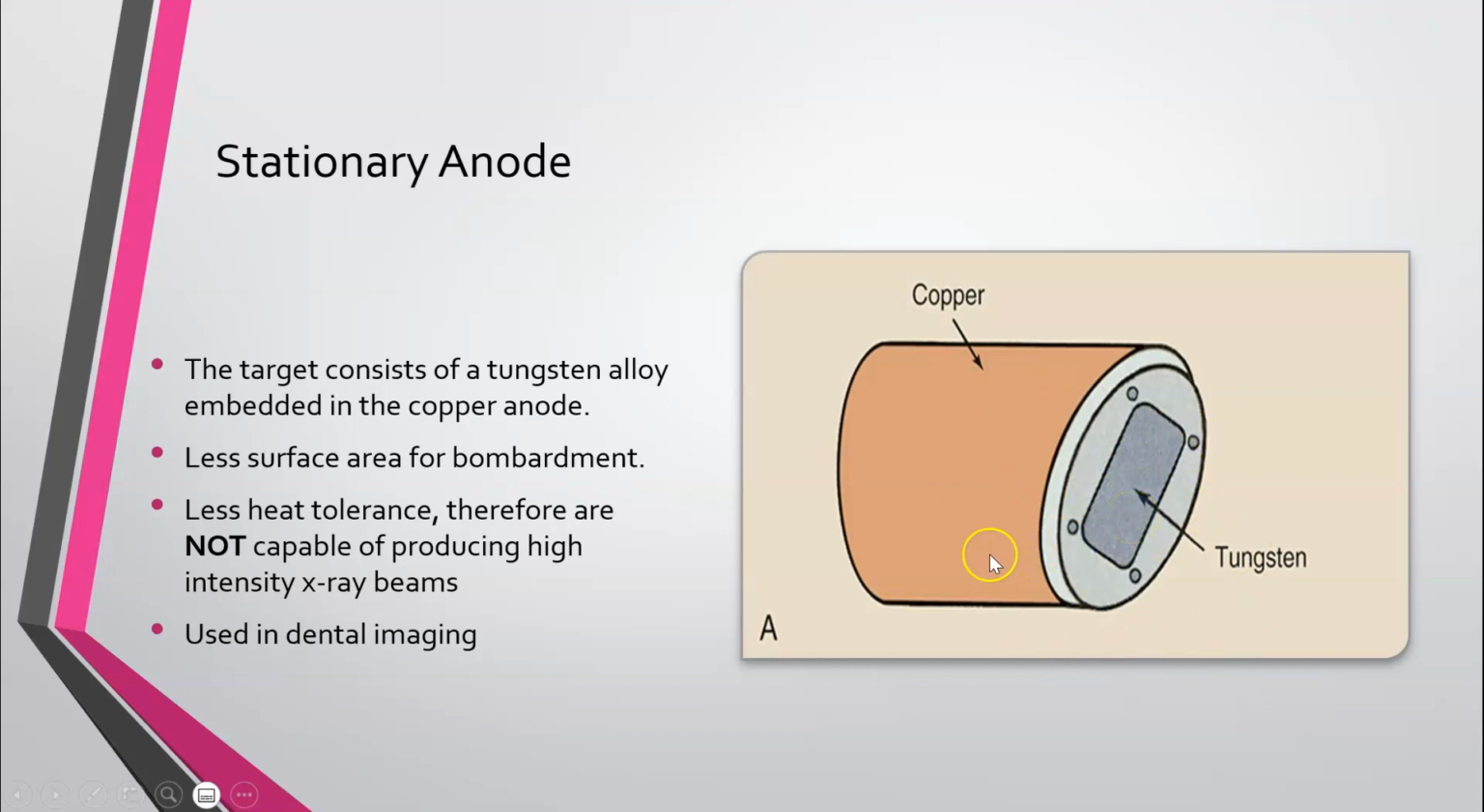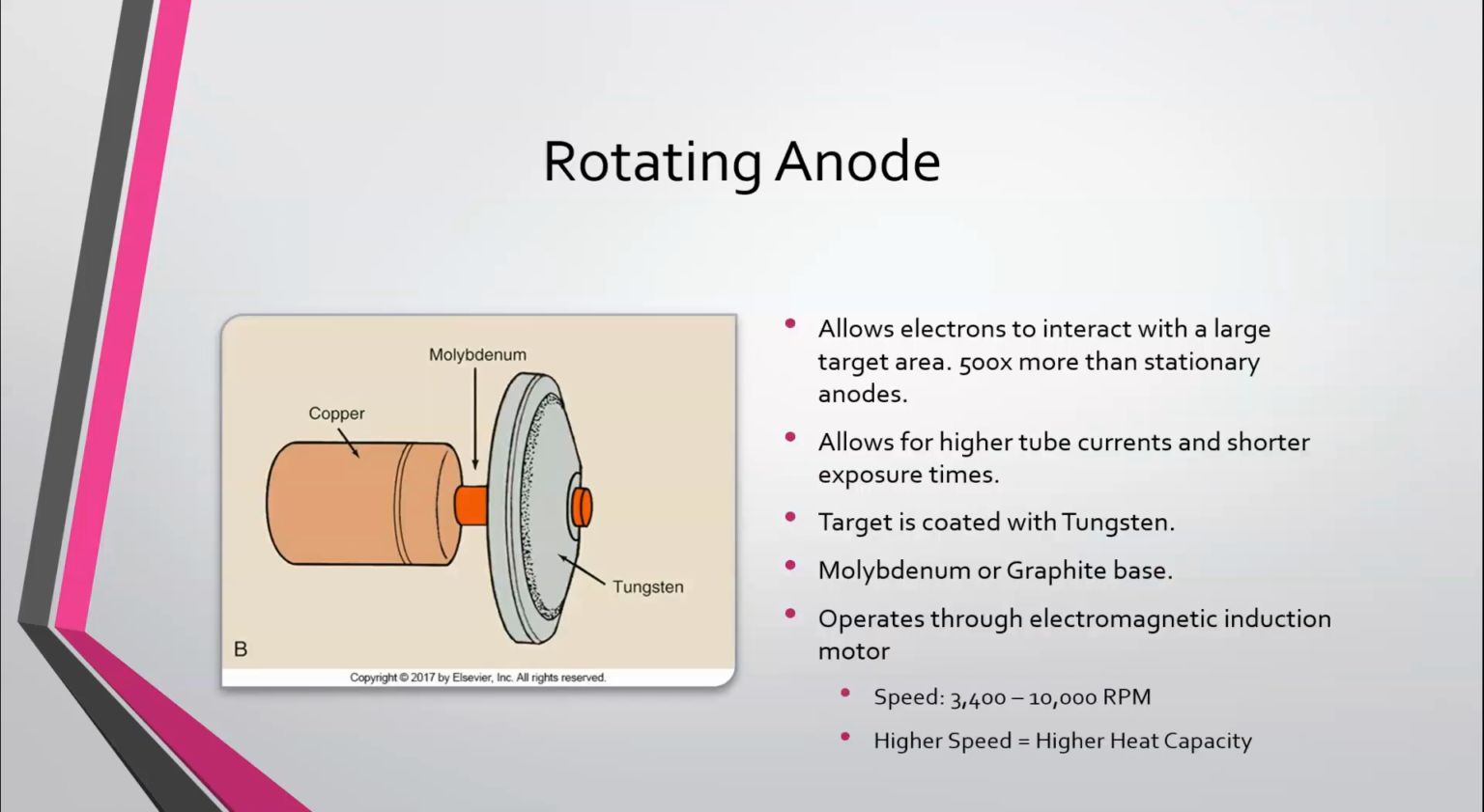It's at an angle, and the tungsten is embedded in the copper, so there's less surface area for the electrons to hit as the target. It's less heat tolerant, therefore not capable of doing high intensity X-rays. And usually these are used in dental. We used to use them in mammo until recently.